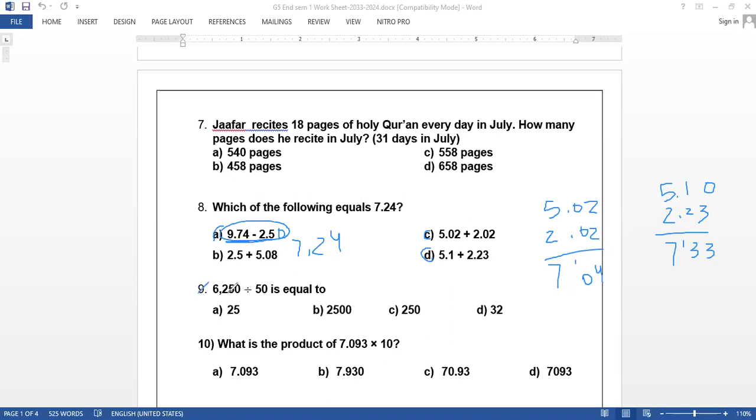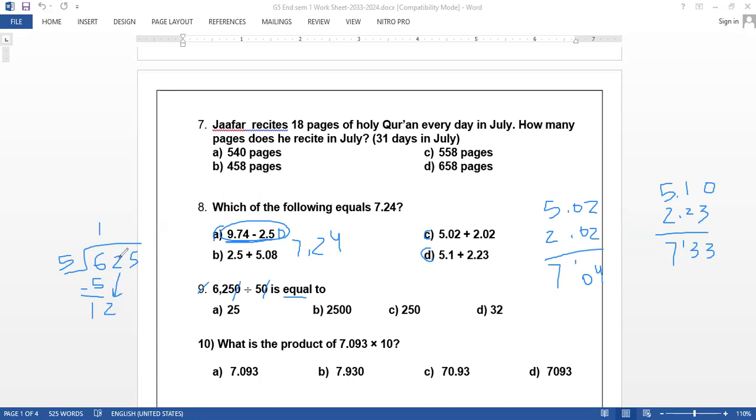Now, 6,250 divided by 50 is equal to what? When you divide two numbers and they have zeros, you can erase one 0 here with one 0 here. Now 625 divided by 5, how do I divide it? Long division, 6 divided by 5 equals 1. 1 multiplied by 5, 5. Subtract. 6 minus 5 equals 1. I bring the 2 down.